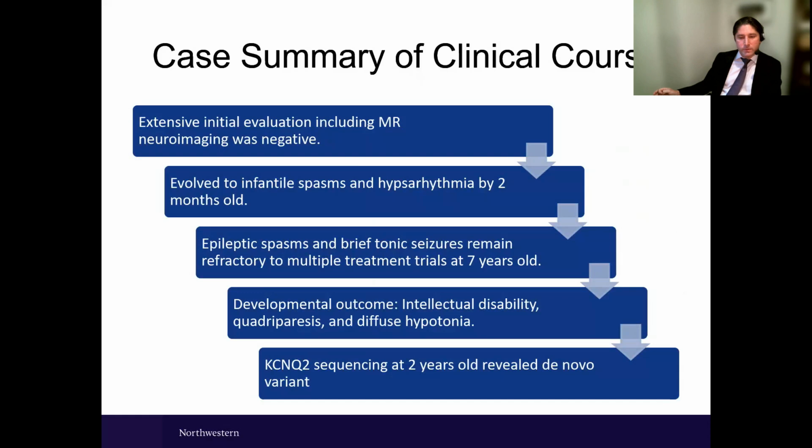They evolved to infantile spasms and hypsarrhythmia by 2 months old. The epileptic spasms and brief tonic seizures remained refractory to multiple treatment trials, and the developmental outcome was intellectual disability, difficulty walking, and being unable to talk. The KCNQ2 variant was finally discovered at a couple of years of age rather than a couple of months.